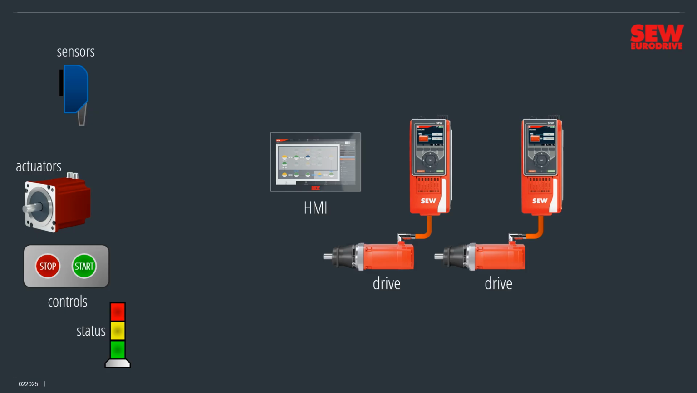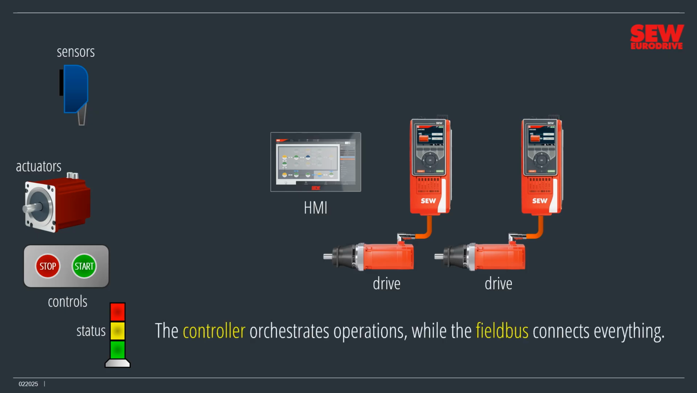But these devices can't function in isolation. Unless they're connected into a unified system, they're useless. The machine's controller and its field bus work together to perform this vital role. The controller orchestrates operations while the field bus connects everything.